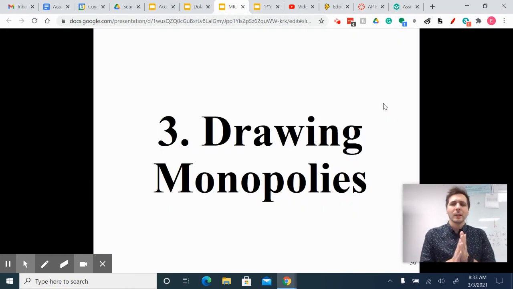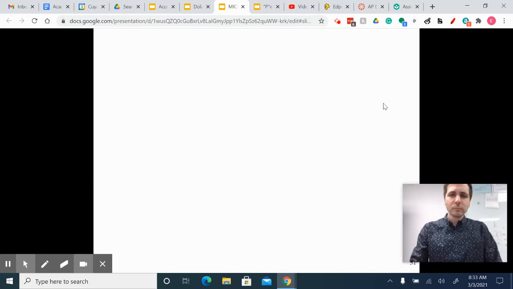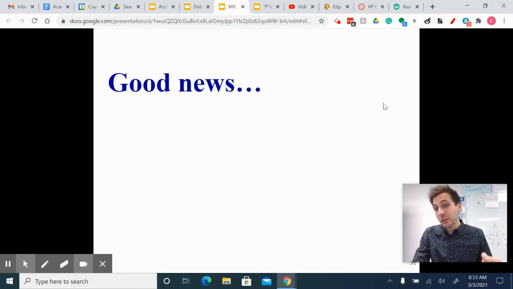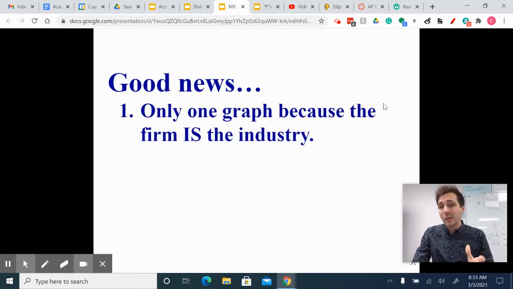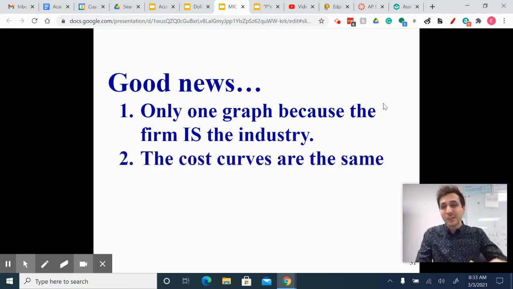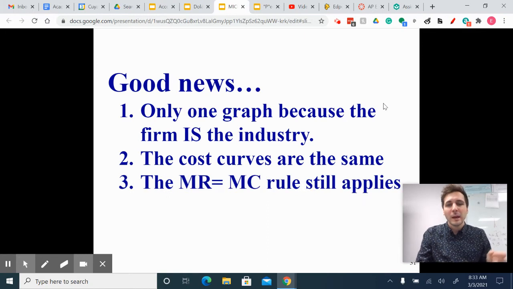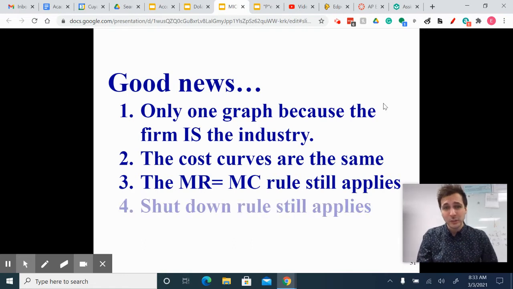Okay, so let's draw some monopolies. Here we go. If you're drawing monopolies, there's some good news. First, there's only one graph. You don't have to draw two different graphs because the firm is the industry. Woo, celebration, right? Two, cost curves do not change. Marginal cost is still the ladle. Average total cost is still the bowl. Three, MR equals MC, the profit maximizing or loss minimizing rule, still applies. That's always going to tell you what quantity to produce, which is exciting.